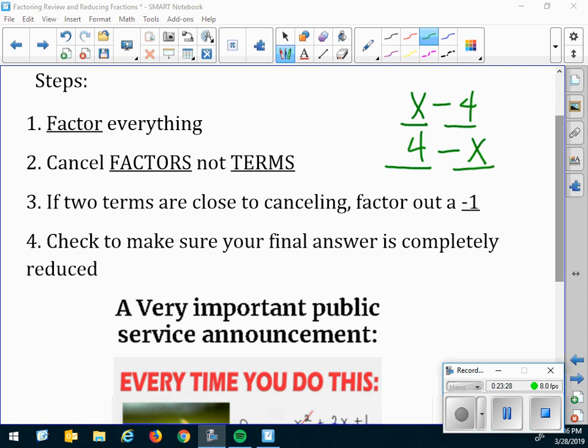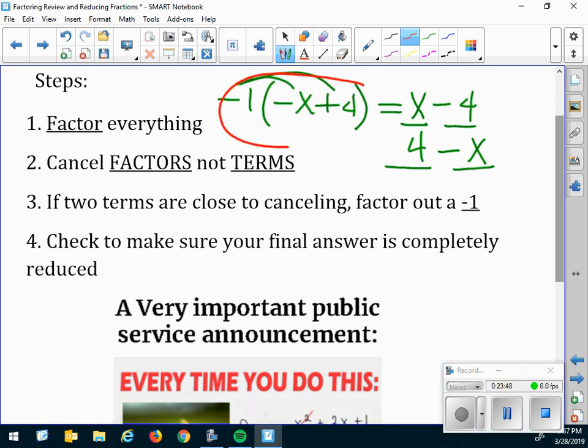If I factor a -1 out of this thing right here, then I get, what's -1 times -x? Positive x. What's -1 times +4? -4. So this and this are the same, because this is -x and this is +4. Right, just the different signs. So factoring out a -1 takes care of that. That's what we're talking about right here.